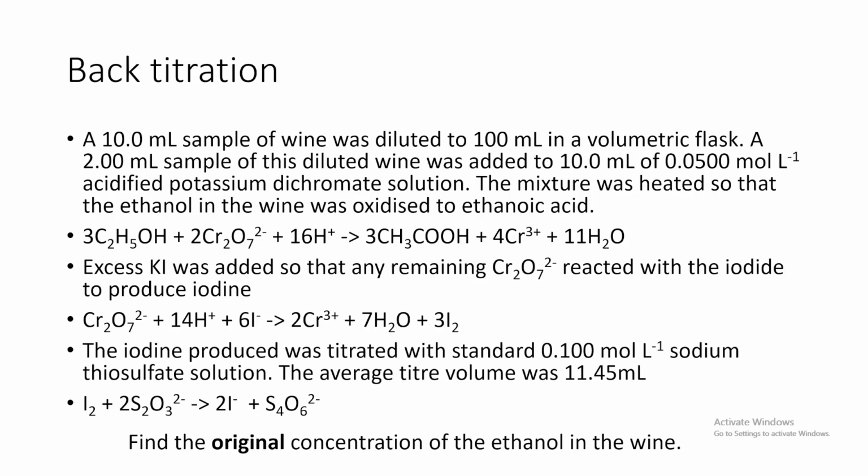Excess potassium iodide was added so that any remaining dichromate reacted with the iodide to produce iodine. The iodine produced was then titrated with standard 0.100 moles per liter sodium thiosulfate solution. The average titer volume was 11.45 milliliters. Find the original concentration of the ethanol in the wine.